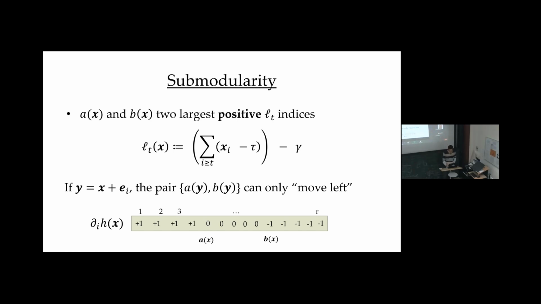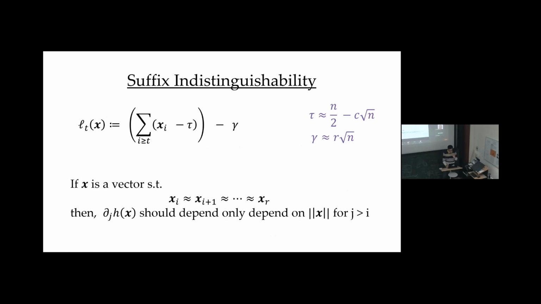Yes. So that's why it is submodular at an intuitive level. But maybe the more interesting thing is why this implies suffix indistinguishability. If I have these vectors x which are almost the same, what happens? Maybe I should have said that if I look at the first round and I have a vector x which is almost the same, what is almost the same?